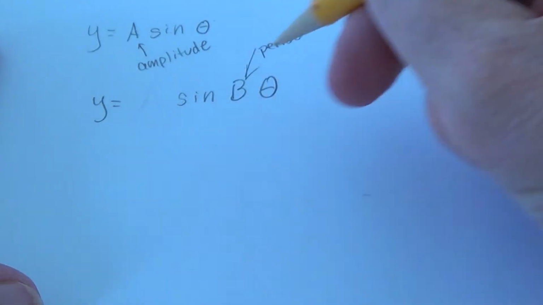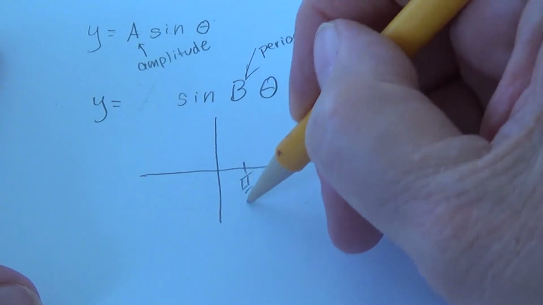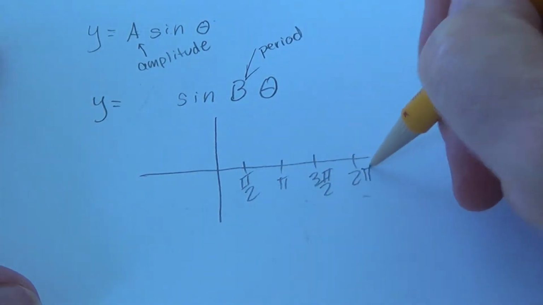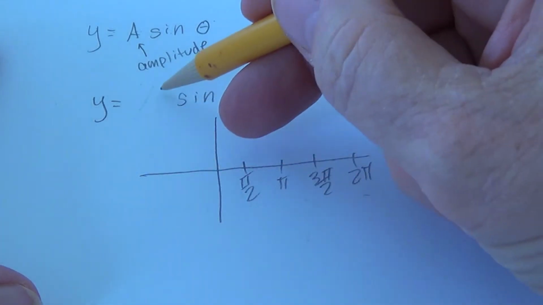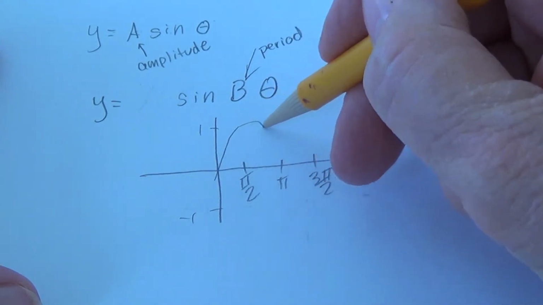So if I have a regular curve, pi over 2, pi, 3 pi over 2, 2 pi. If I have a regular sine curve with an amplitude of 1, it goes up to 1, down to minus 1.